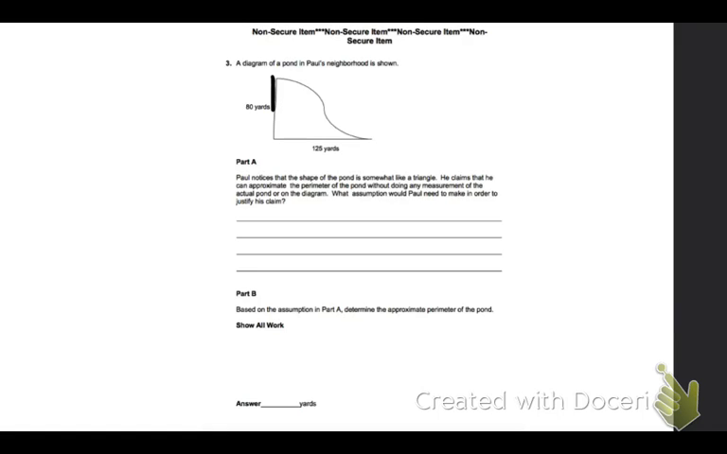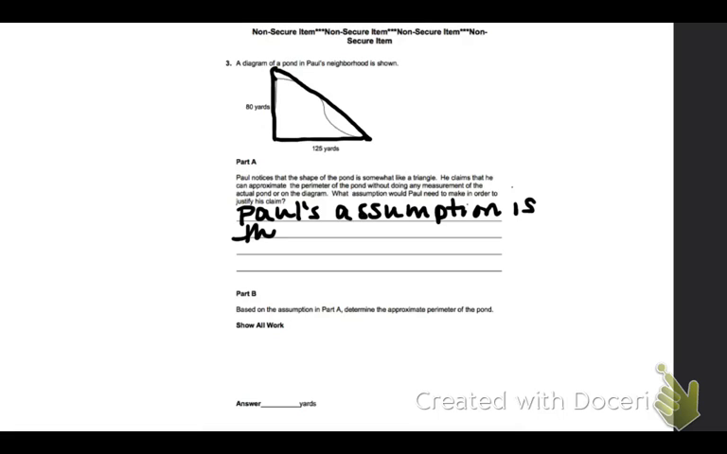All right, let's see what Paul's thinking here. Oh, it does kind of look like a triangle. In fact, it looks like a right triangle. So I think Paul's assumption is the pond is shaped like a right triangle.